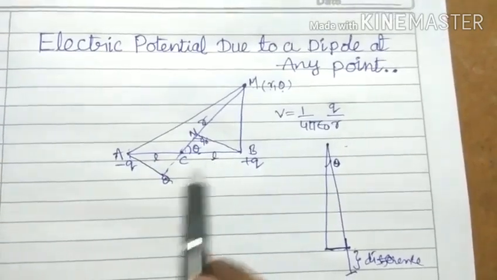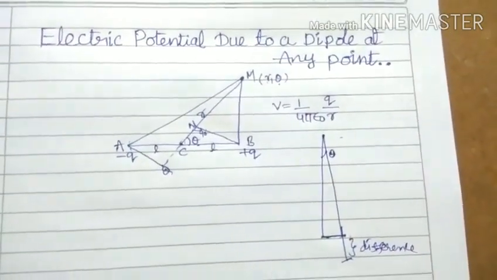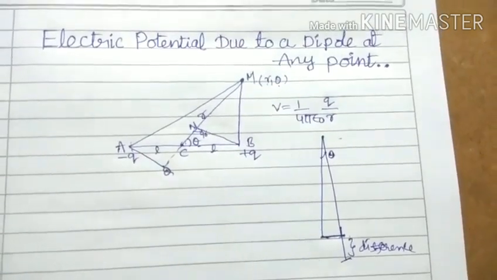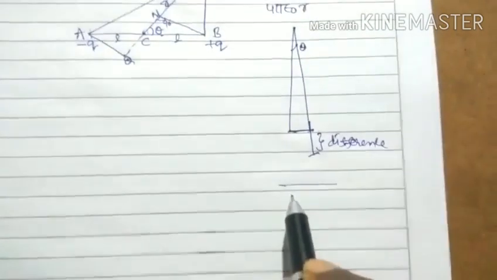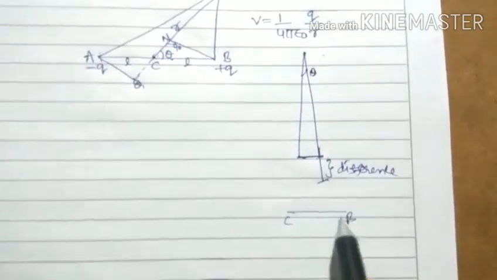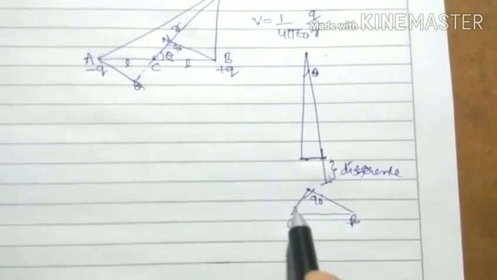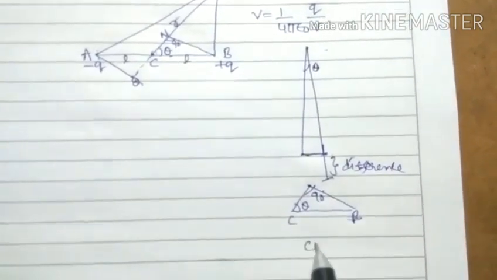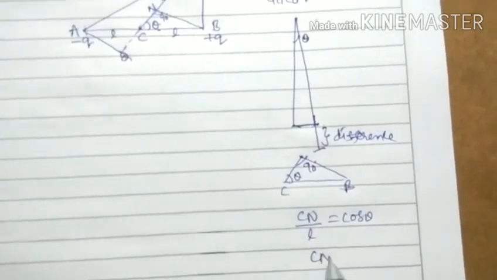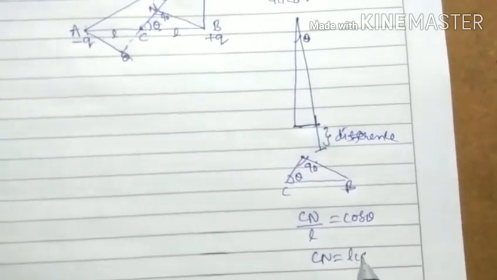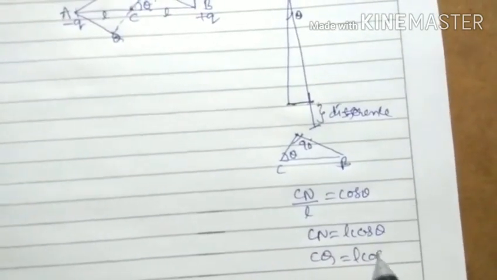So here we have to find the electric potential due to a dipole. From triangle CNB, here there is 90 degrees and this is theta. So CN by L is equal to cos theta, where CN is equal to L cos theta, and similarly CQ is equal to L cos theta.